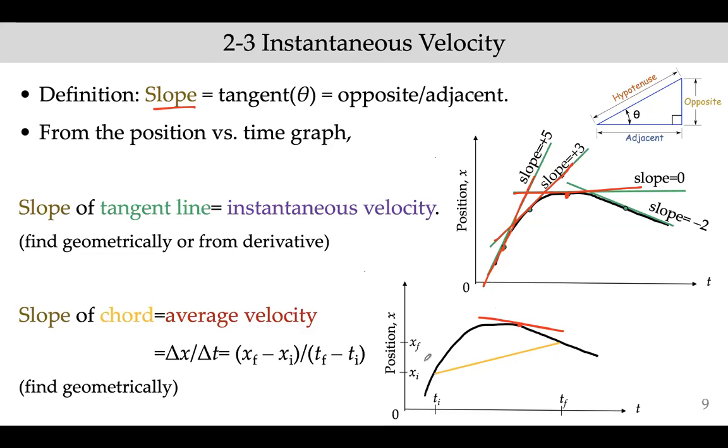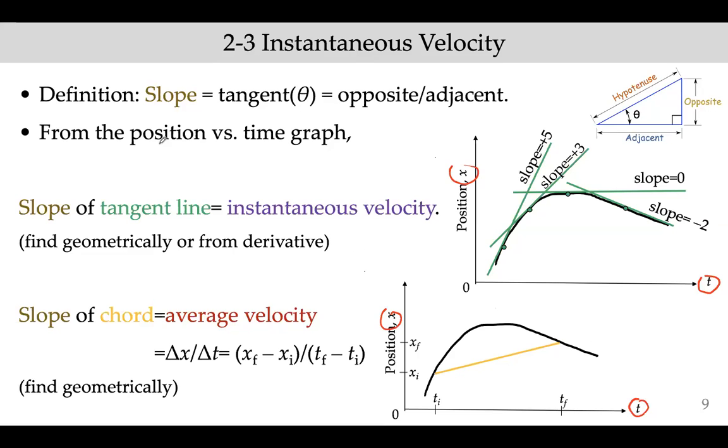The slope of a curve is actually the tangent of the angle of the slope. And the tangent means opposite divided by adjacent. If you remember this triangle, so the tangent or the slope, let's say, if the question is what is the slope of this line? Well, it will be opposite divided by adjacent. Okay, so now we're going to use this definition. So now we are using here position versus time graphs, okay?